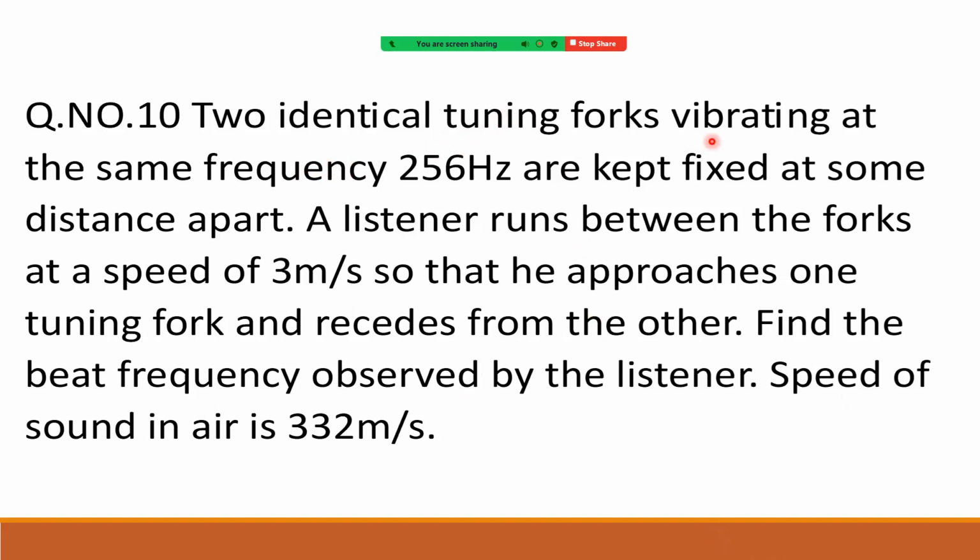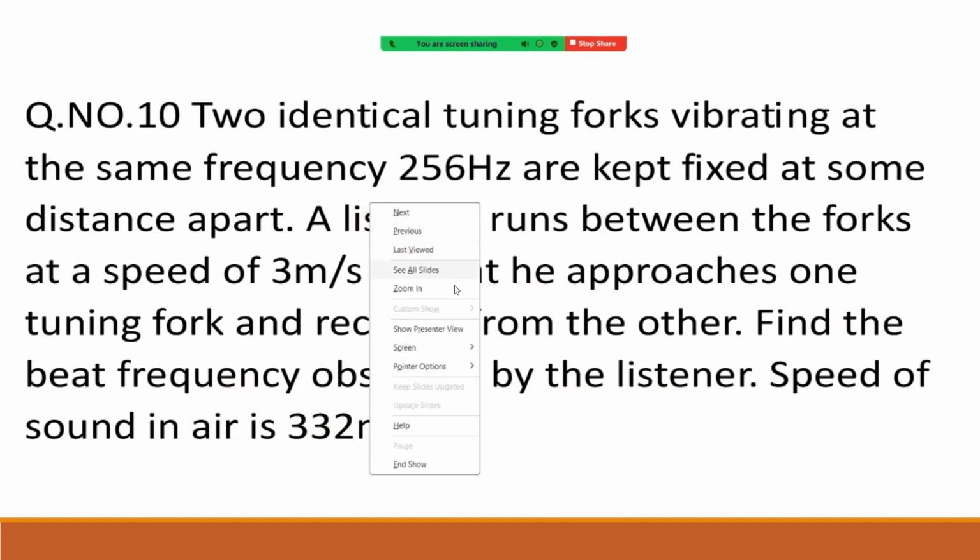See now the next problem. Two identical tuning forks vibrating at the same frequency, 256 Hz, are kept fixed at some distance apart. A listener runs between the forks at a speed of 3 meter per second so that he approaches one tuning fork and recedes from the other. That means moving towards one tuning fork and moving away from the other. Find the beat frequency observed by the listener, and the speed of sound in air is 332 meter per second. Given frequency 256, his velocity 3 meter per second, speed of sound 332 meter per second. We have to calculate the beat frequency. Let us see.